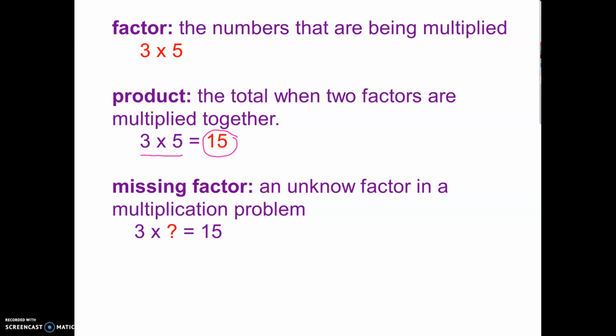Sometimes a problem like the one we just practiced has a missing factor. That means there's an unknown factor that I need to try to figure out. For example, in this problem, 3 times question mark is 15. That unknown factor can be replaced with a symbol. Sometimes it's a question mark. Sometimes in a word problem, it might be a letter, and that's something that will be coming up. So a missing factor is one of the factors, but I just don't know what that factor is. But it's my job to figure out what it is.